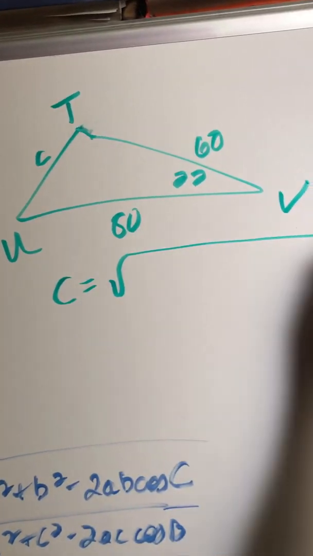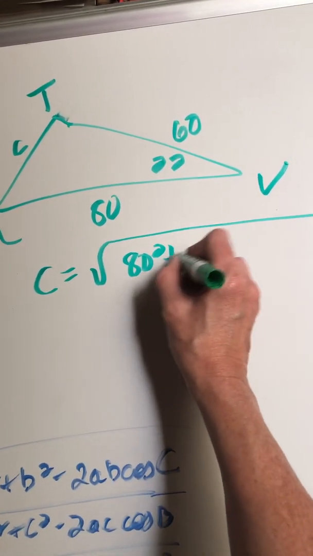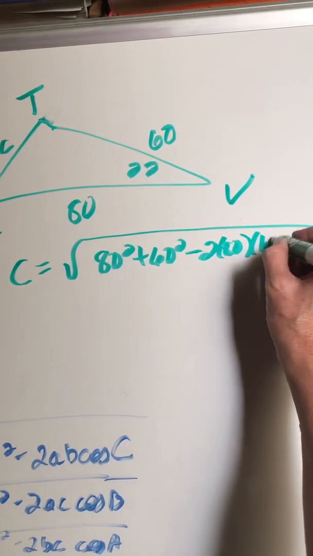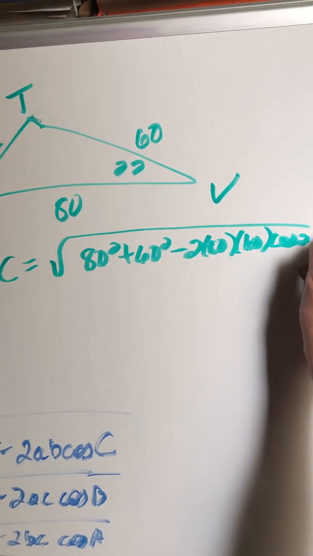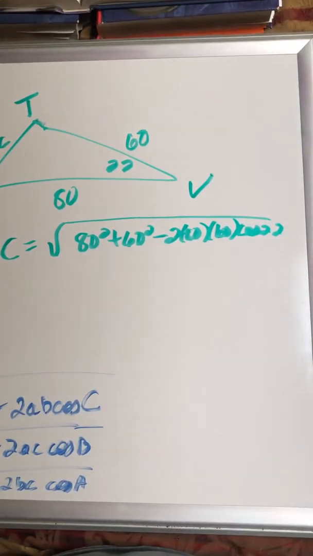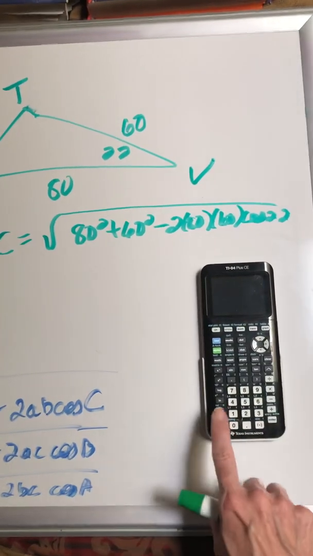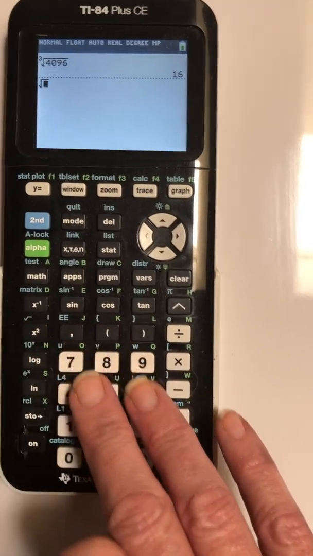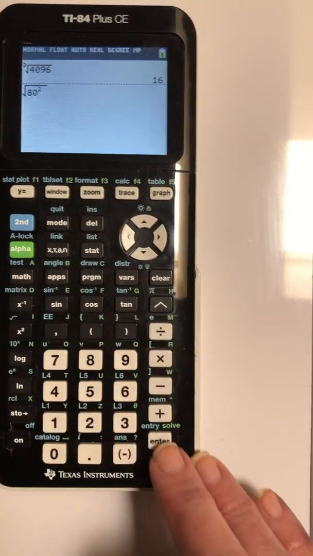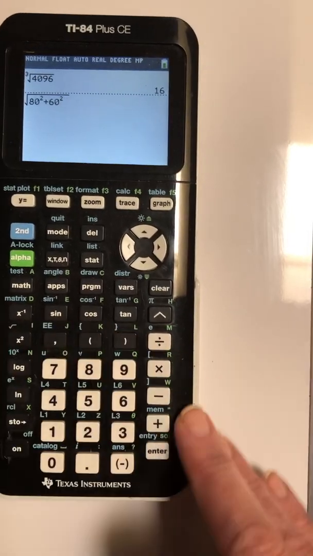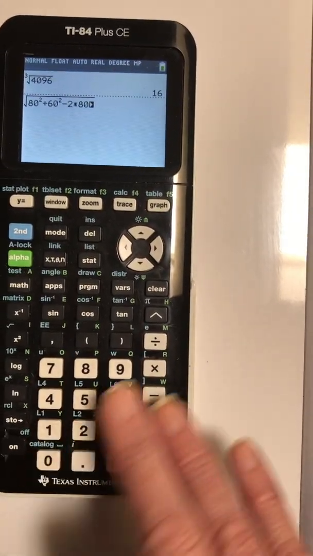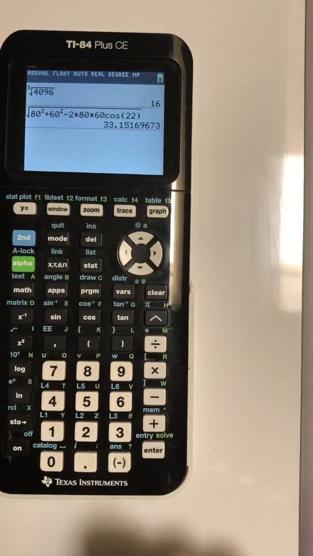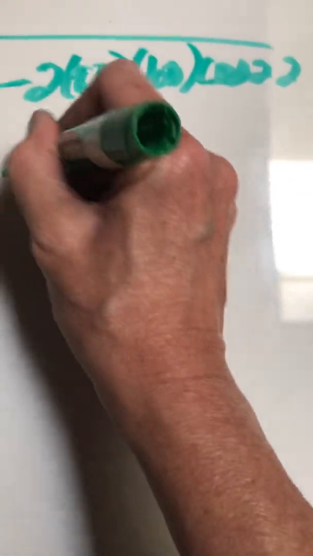So what we do is take the square root of the two sides we've got, 80 squared plus 60 squared, minus 2 times 80 times 60 cosine 22, because that 22 angle is across from C, the side we want. Then you just type it in your calculator, okay? So square root, then put in 80 squared plus 60 squared minus 2 times 80 times 60 cosine 22. And you get about 33.15.